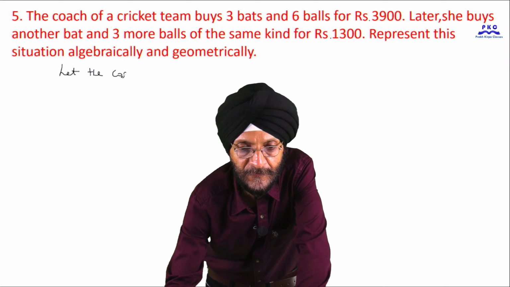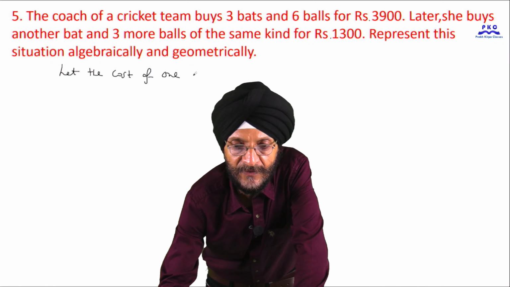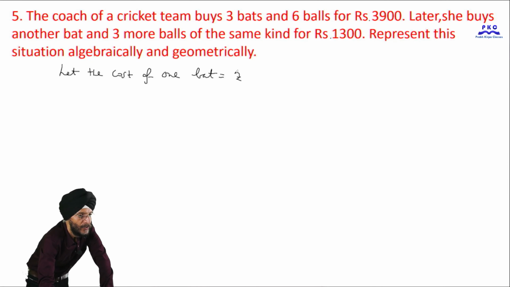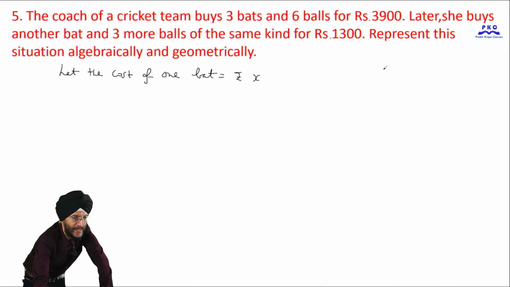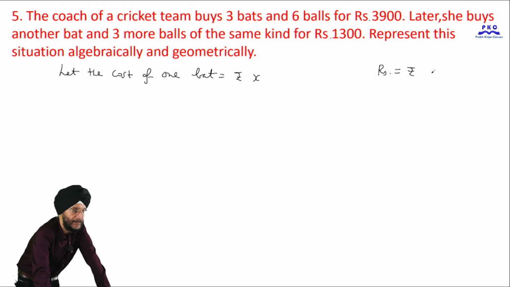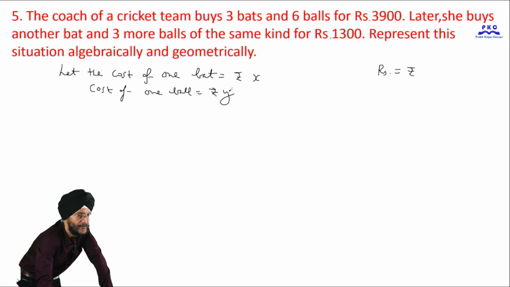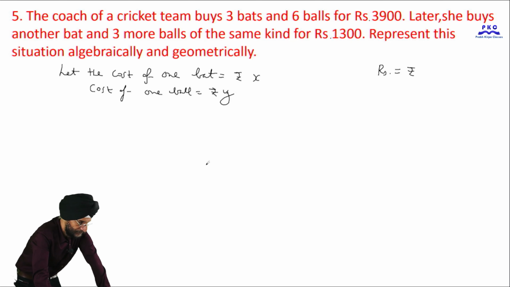Let the cost of one bat be rupees x. We may add that either we write rupees or we write the symbol in this way. It is one and the same thing. Next, we also assume the cost of one ball. It is rupees y. We have assumed it.